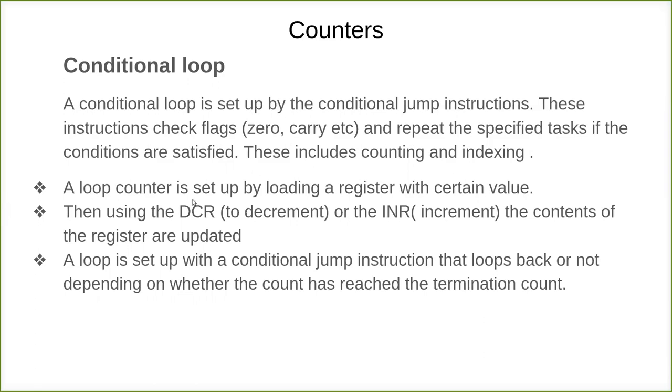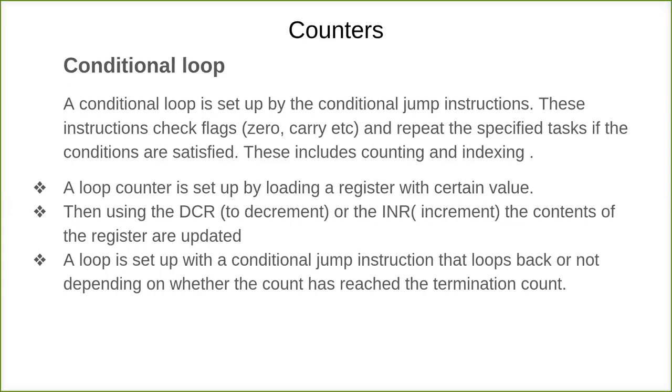A loop counter is set up by loading a register with a certain value. So how can you set a loop by setting up a counter? How can you set a counter in the microprocessor? In other languages, you make it a variable. To a variable, you assign a counter. Say, for example, in a for loop, for i equal to 0, i is a variable. There you make i equal to 0, which means you are initializing.